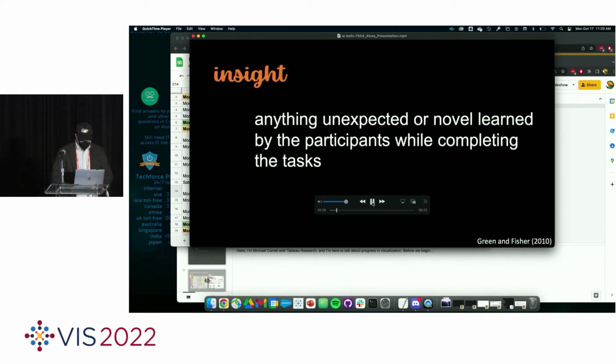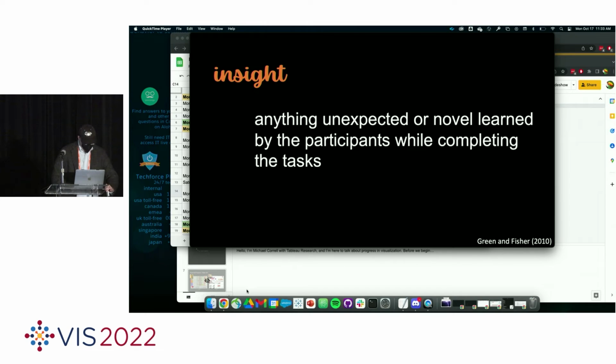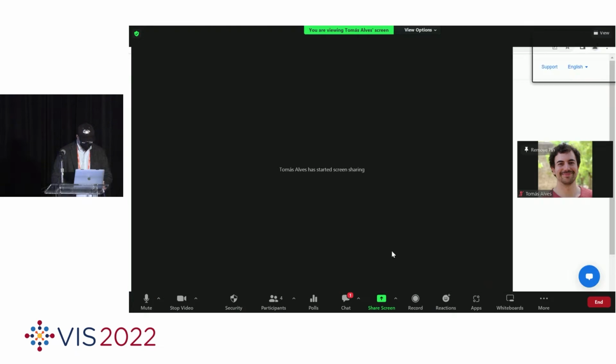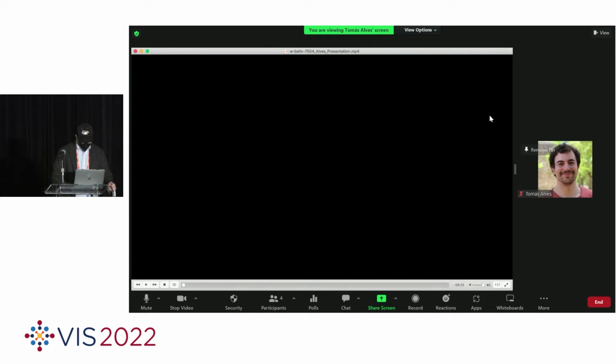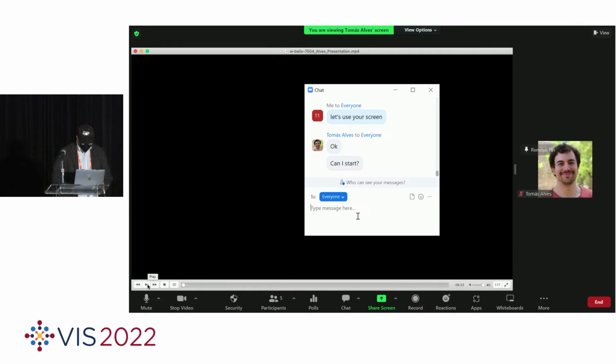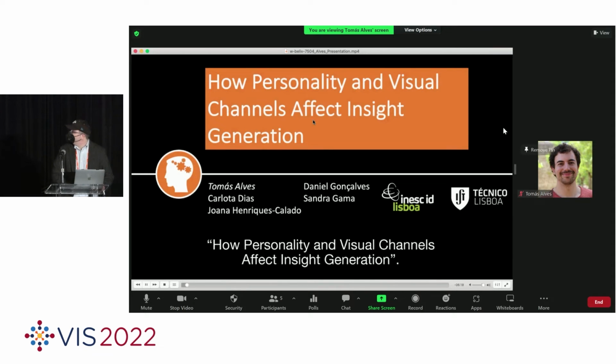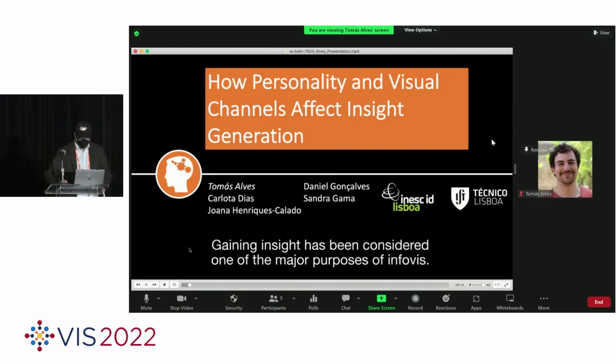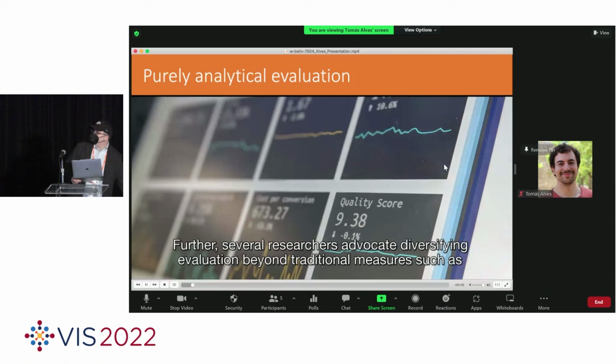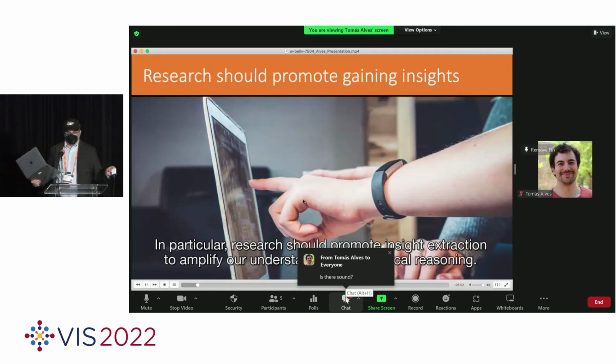Okay, I will share from Zoom. Green and Fisher define... We're still not getting sound through the Zoom.